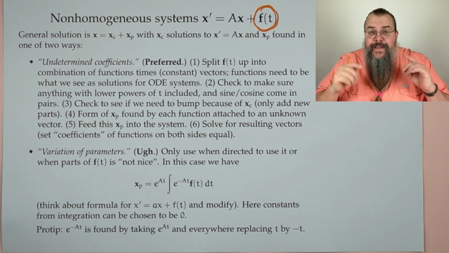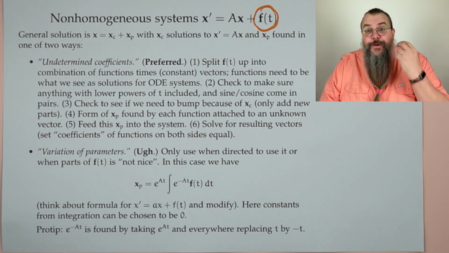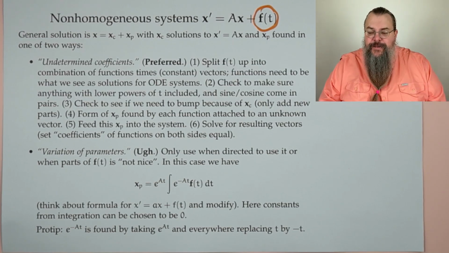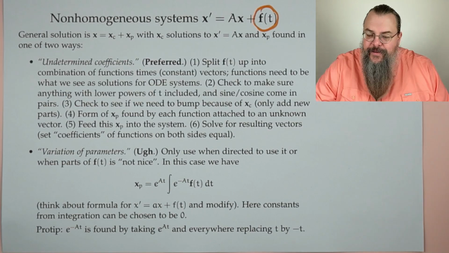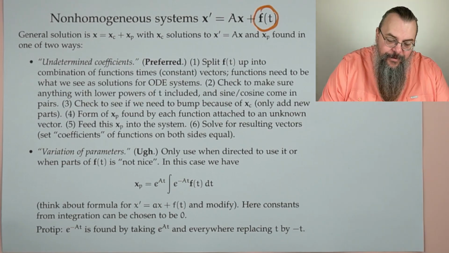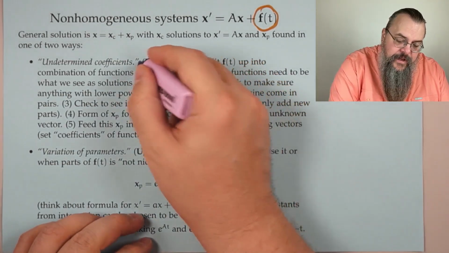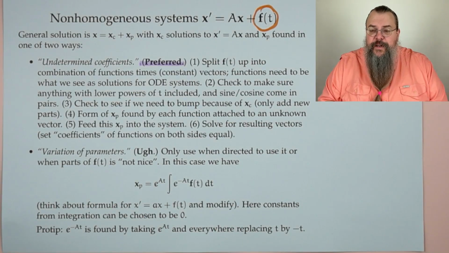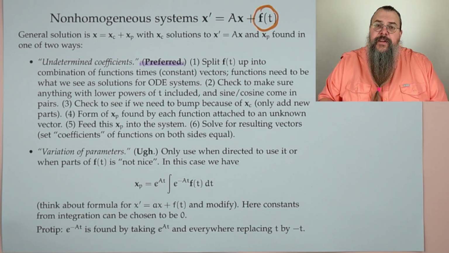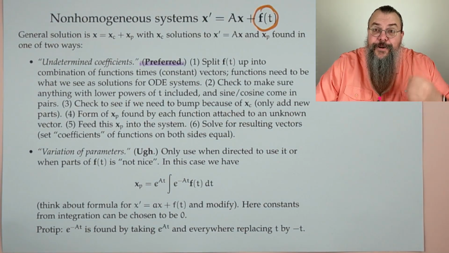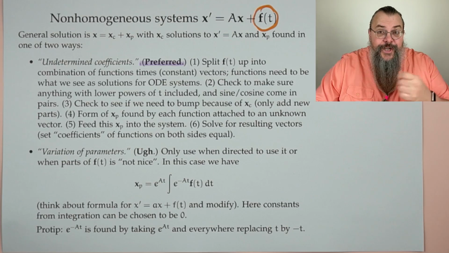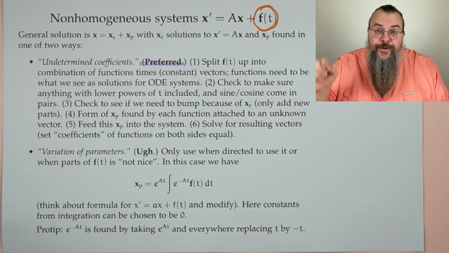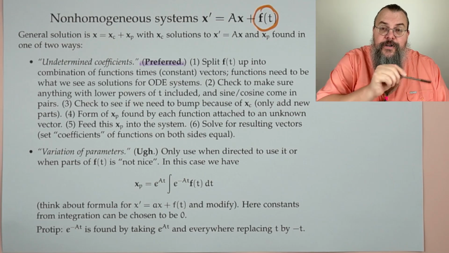How do we find xp? Two options. The first option, undetermined coefficients. And you'll notice it says preferred. Why? Well, because it's more or less straightforward. The process will follow a very predictable path. And it's the making a list. You're making a list, checking it twice, gonna find out which functions are nice to include in the particular solution.